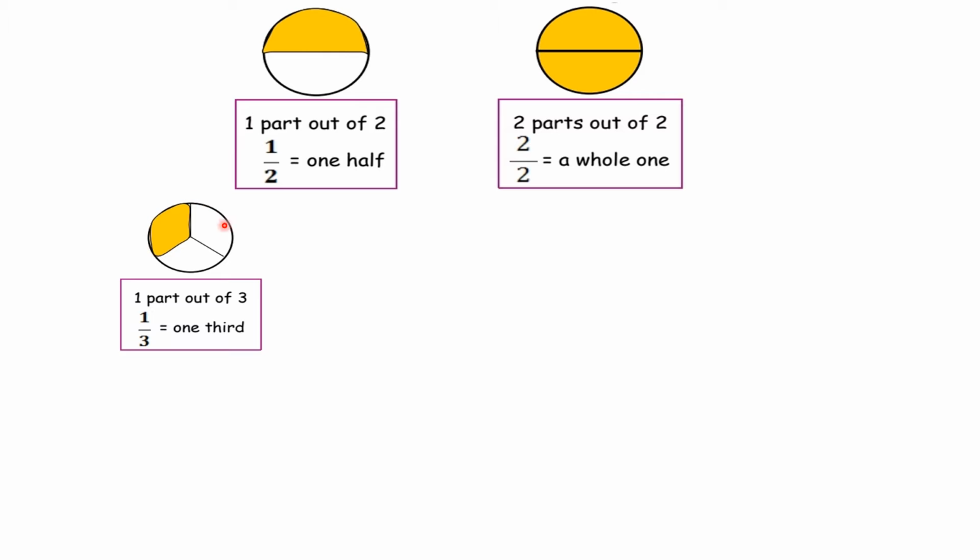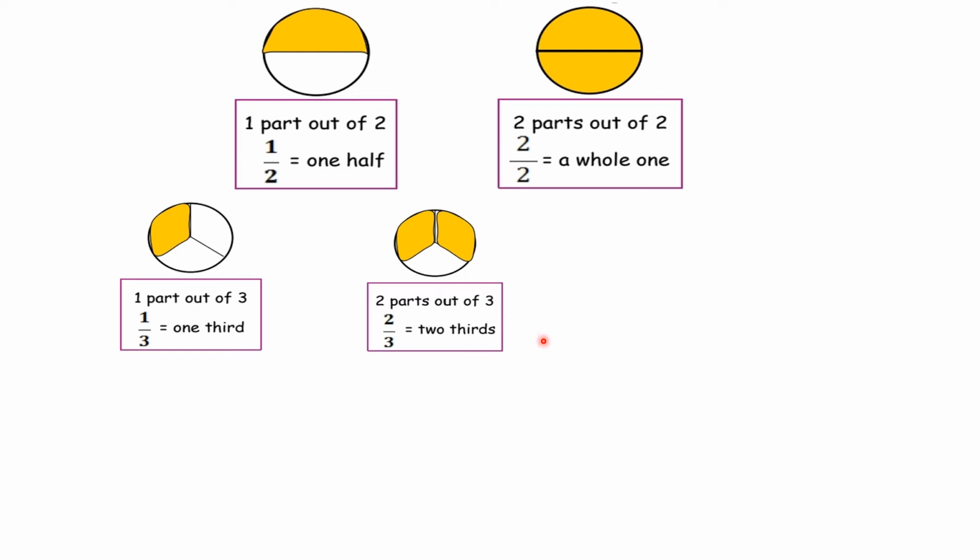I have here a circle and I divided it into three equal parts. I colored only one part out of the three, so it's called 1/3. I have here one out of three parts, so it's called 1/3. And I have here the same circle divided into three parts, and I colored two parts out of the three. This is called 2/3. So 2/3 means two parts out of three.